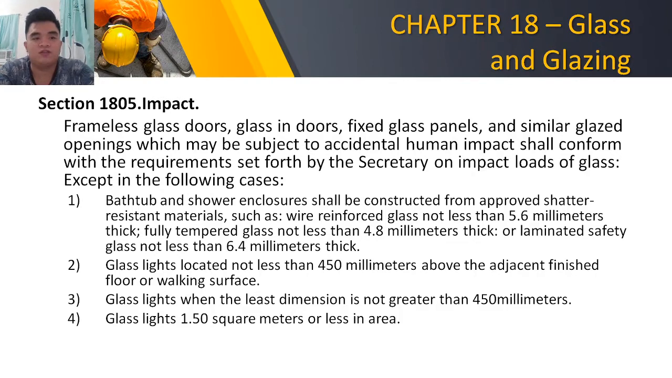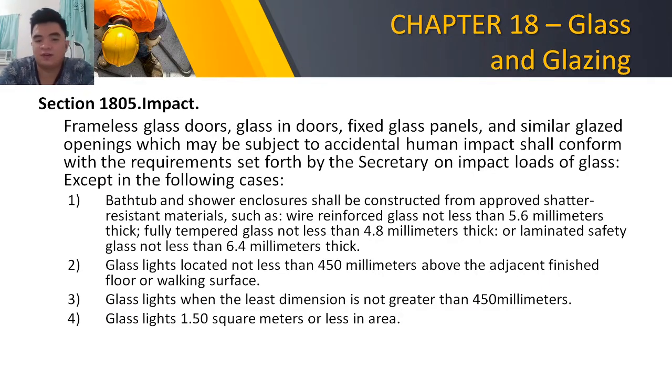Section 1805, impact. Frameless glass doors, glass in doors, fixed glass panels, and similar glazed openings which may be subjected to accidental human impact shall conform with the requirements set forth by the Secretary on impact loads of glass, except in the following cases. Bathtub and shower enclosures shall be constructed from approved shatter-resistant materials such as wire-reinforced glass not less than 5.6 millimeters thick, fully tempered glass not less than 4.8 millimeters thick, or laminated safety glass not less than 6.4 millimeters thick.